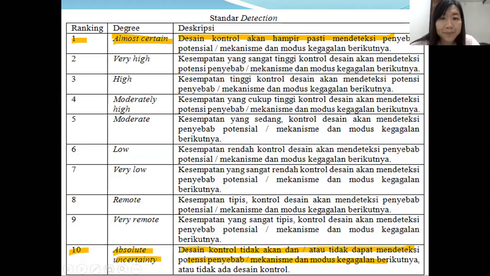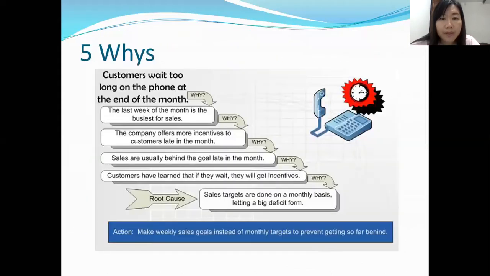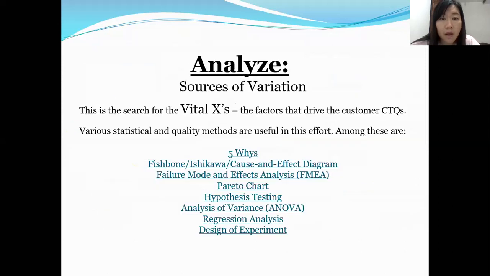So there are several various methods that you can use to help you analyze the problems. The 5 Whys, the Ishikawa diagram, FMEA, Pareto chart, hypothesis testing, ANOVA, regression analysis, and design of experiment. Design of experiment is more advanced. I had a student who did Lean Six Sigma, and when it came to the solutions, we tried to do the design of experiment, and the final project became a very good one.